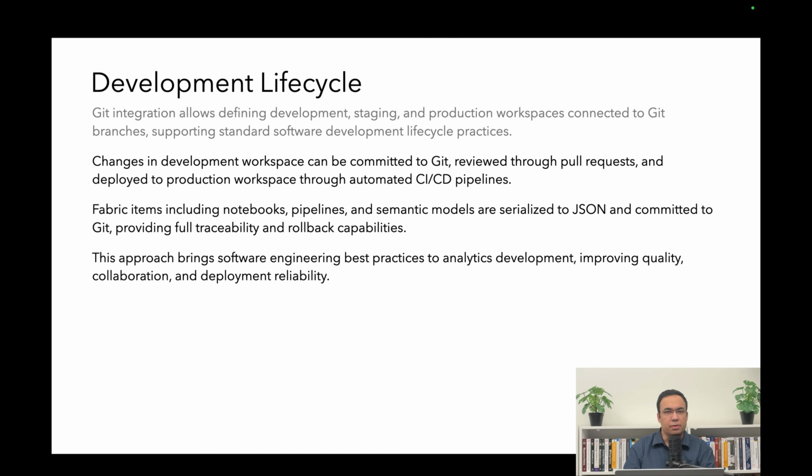Changes in the development workspace can be committed to Git, reviewed through pull requests, and deployed to the production workspace through automated CI/CD pipelines. For example, you might have an Azure DevOps pipeline that automatically deploys to production whenever code is merged to the main branch. Fabric items including notebooks, pipelines, and semantic models are serialized to JSON and committed to Git. Everything is text-based files in Git, which means they can be diffed, reviewed, and version controlled just like code. This provides full traceability and rollback capabilities.